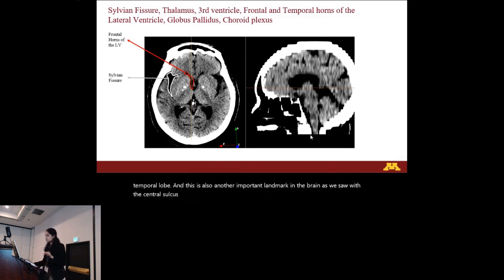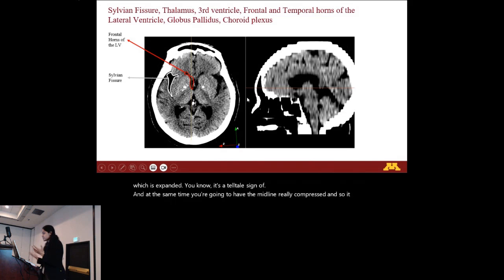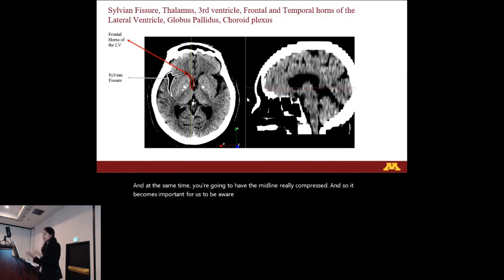Now, the Sylvian fissure becomes extremely important to analyze, because in conditions like normal pressure hydrocephalus, you have the Sylvian fissure, which is expanded. It's a telltale sign of NPH. And at the same time, you're going to have the midline really compressed. And so it becomes important for us to be aware of which anatomies to look for.